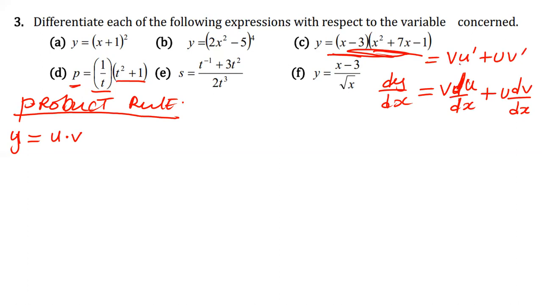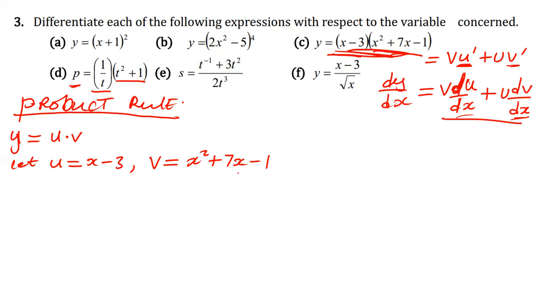So whenever you see u prime, it is simply du dx, and v prime is simply the same as dv dx. So these two equations are just the same. So this is the product rule. So we have these two functions multiplying, and we're going to equate u to x minus 3 and v to this other function. So we're going to say let u be equal to x minus 3, and your v will be equal to x squared plus 7x minus 1. So this is what you're going to have.